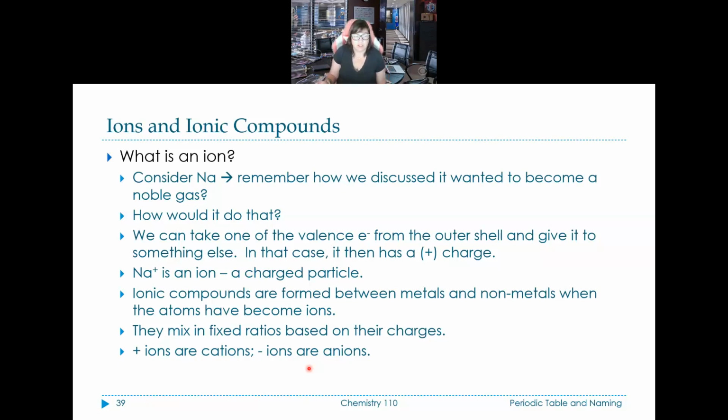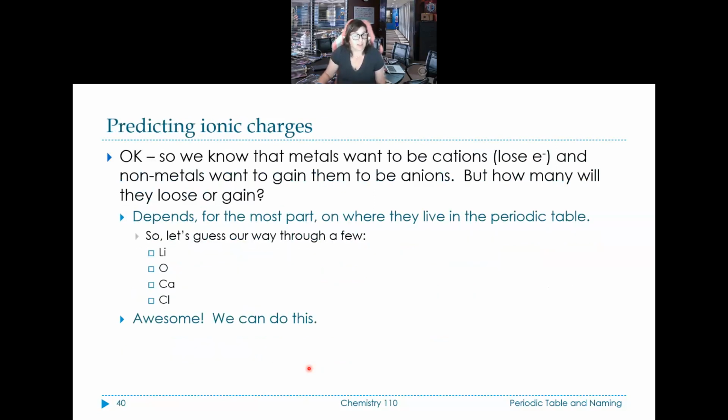Ionic compounds are formed between metals and nonmetals when the atoms have become ions. Okay, so we've lost electrons on one, gained electrons on the other. We form compounds between them, and they mix in fixed ratios based on their charges. Now, positive ions are called cations. Negative ions are called anions. Okay, fine. So we know that metals want to be cations. They want to lose electrons.